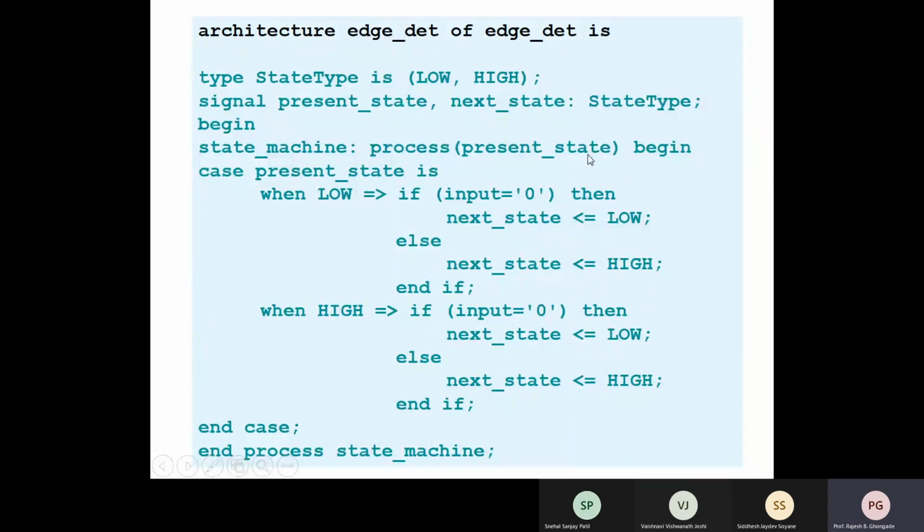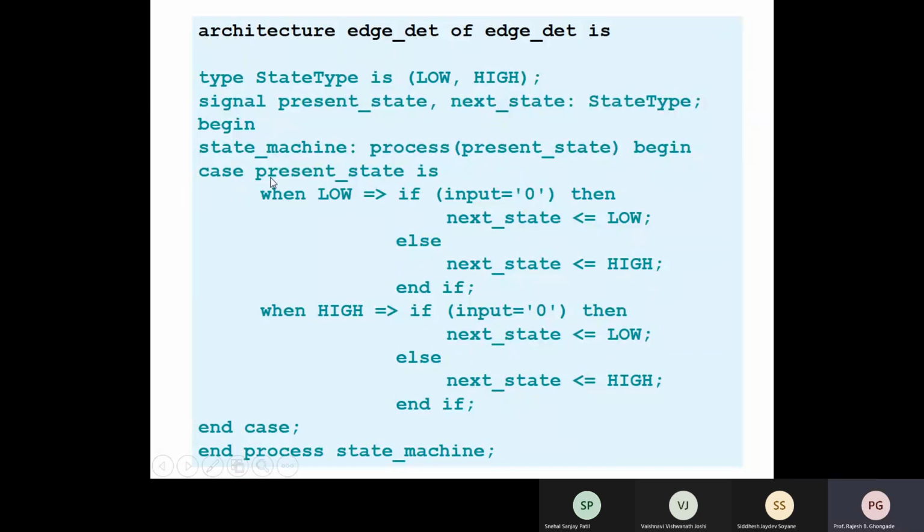Process in bracket present state. What do you mean by that? Whatever is there inside the bracket after process is what? Sensitivity list. Yes, it is the sensitivity list. So this process will be executed if the value of present_state changes anyway. Then process begin, and then I'm using the case construct over here.